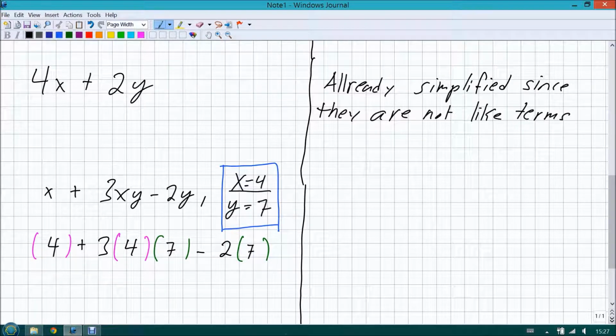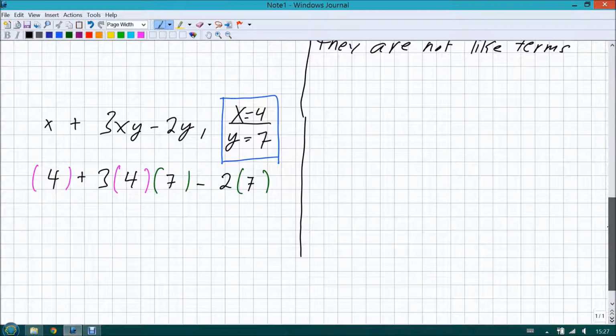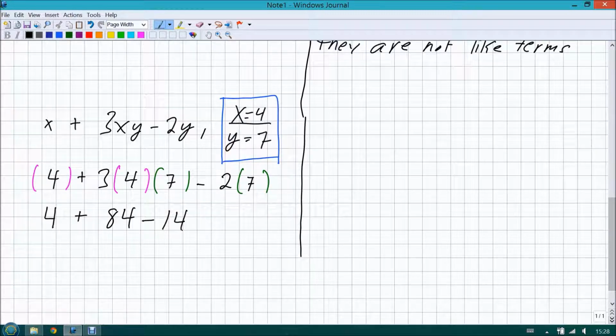Now I can do the order of operations normally. So I'll have 4 plus 3 times 4 is 12. 12 times 7 is 84. So we have 84. And then negative 2 times 7 is negative 14. And then I'm going to do the 84 and 14 first. So 84 minus 14 is 70, plus 4 is 74.